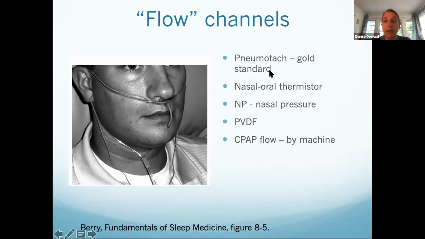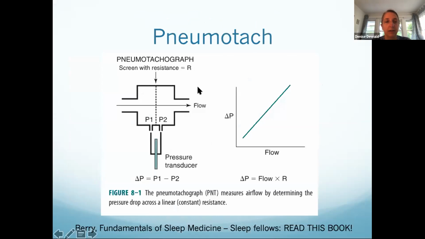Anyway, the pneumotach is the gold standard. Then I'm going to talk a little bit about the nasal thermistor, the nasal pressure, PVDF, and CPAP flow. CPAP flow is what the machine measures, and it's basically a pneumotach. So what is a pneumotach? It's like a screen or an array of little capillary tubes that create a bit of known resistance, and you measure the pressure from one side to the other. Your flow is your change in pressure divided by the resistance, so it's a linear relationship.